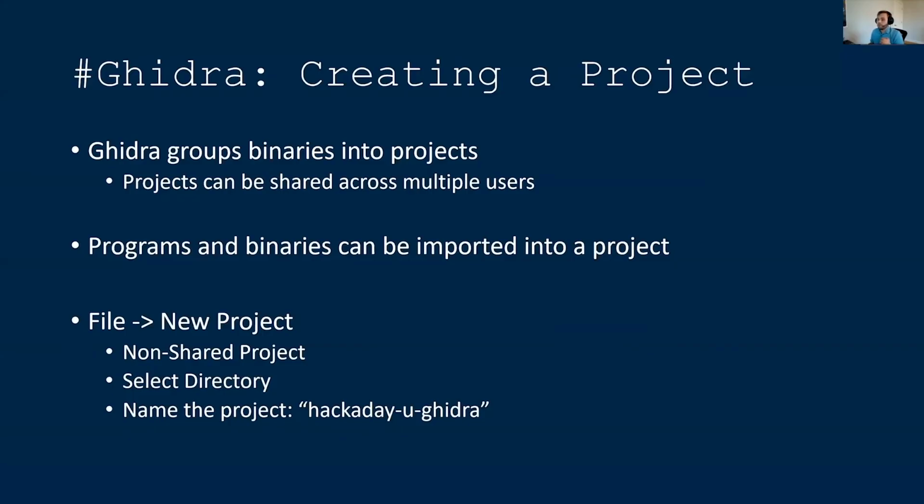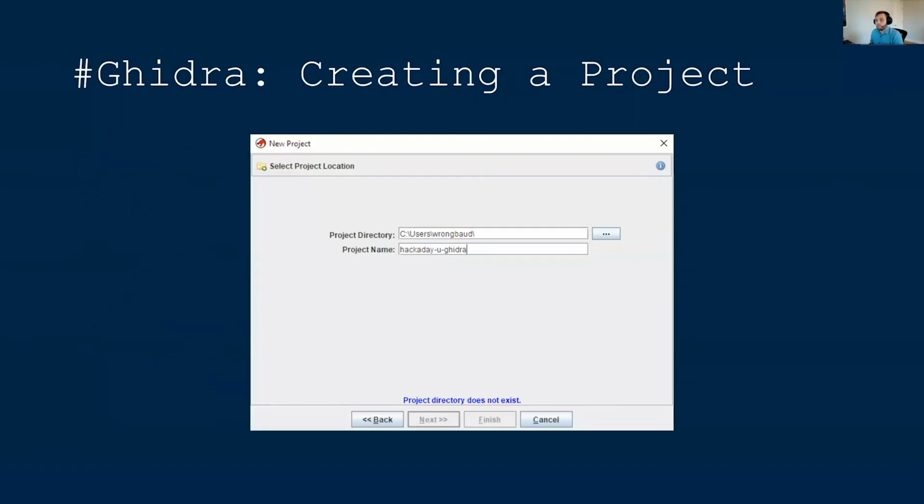And so programs and binaries can be imported into a project. To create a project in Ghidra, you're going to click on File and then New Project. For the purposes of this course, you'll be doing a non-shared project. A shared project is one that requires you to run a Ghidra server, and you can then add collaborators and things like that. But for this course, you can just name this project HackadayU-Ghidra or whatever you want to name it, really.